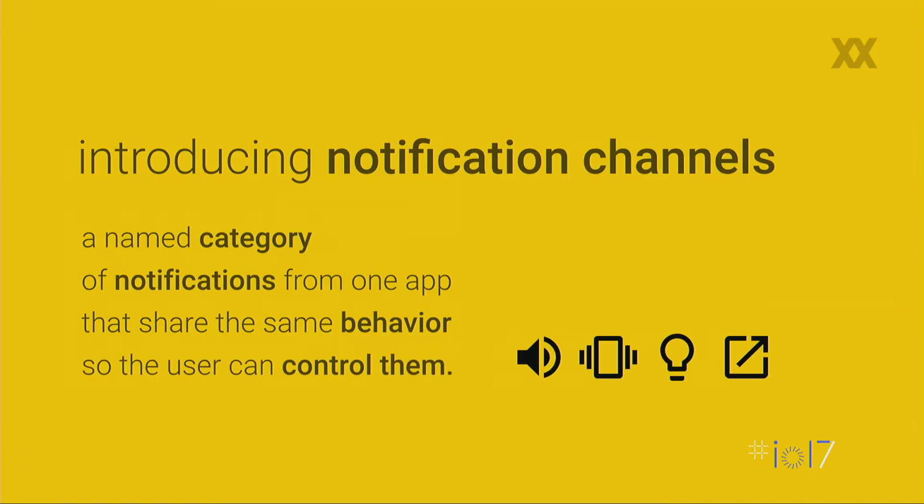And this is where notification channels come from. It's a new API in O. A channel is a named category of notifications from one app that all share the same behavior: vibration, sound, light, whether they pop up on screen, so that the user has explicit and fine-grained control.